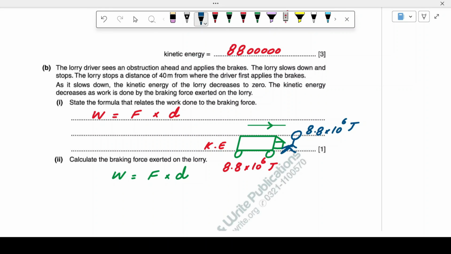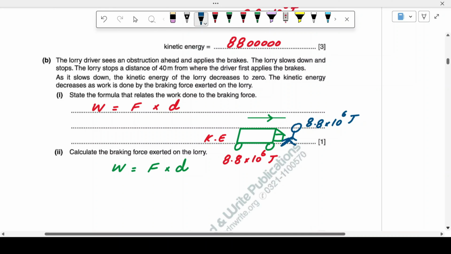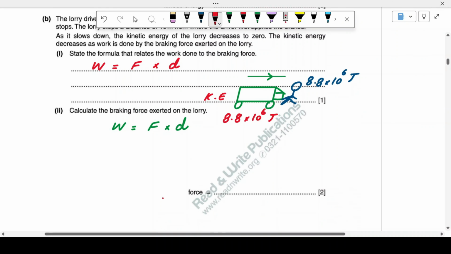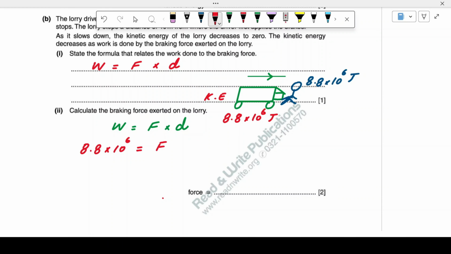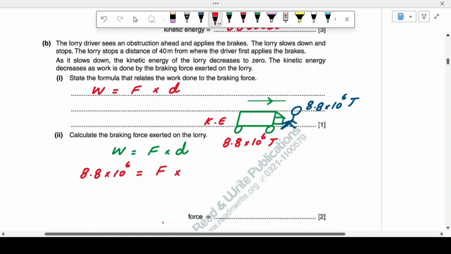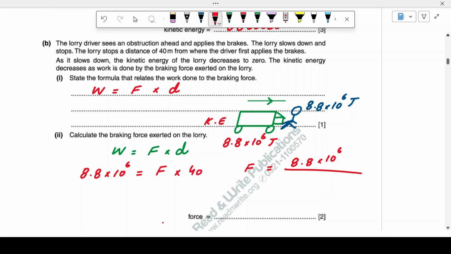In this question, there is no indication that the energy is wasted. So we assume the entire work done by the braking is used to decrease the kinetic energy to 0. So work done by the braking force in this case is equal to the kinetic energy. How much is the force? We don't know. How much is the distance covered in the process? 40 meters. So force equals 8.8 into 10 to the power 6 divided by the distance 40. What do we get?